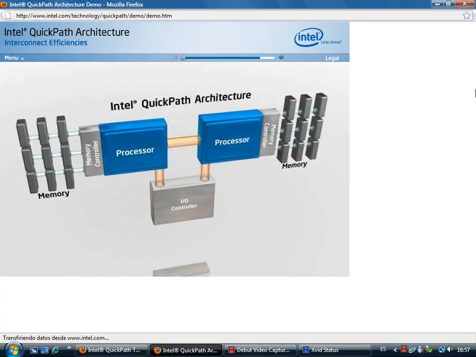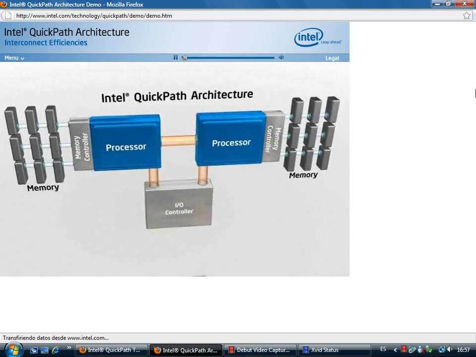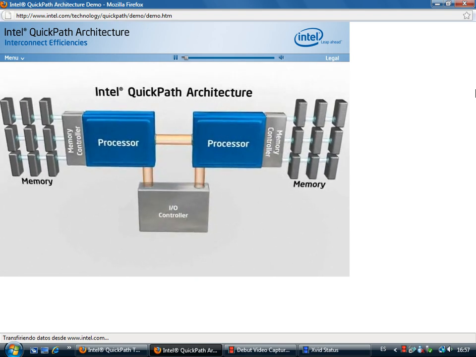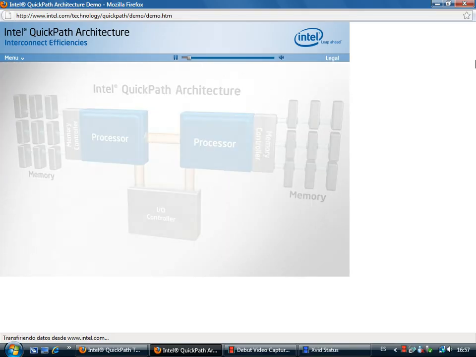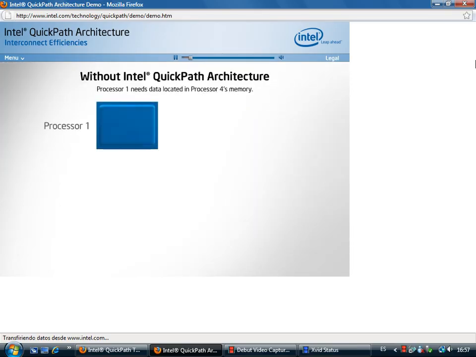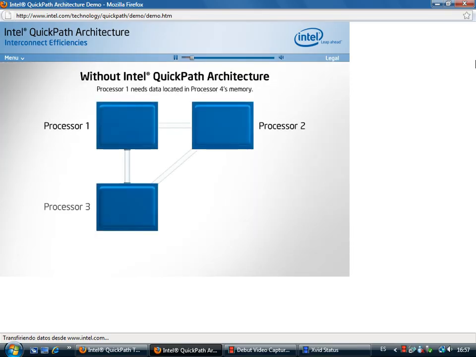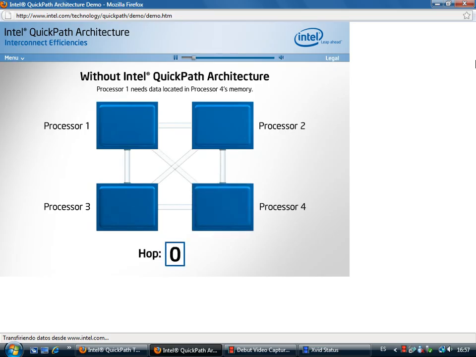Intel Quickpath Architecture also moves data more efficiently. For example, there's an optimized method to manage and share cached data between processors. Let's compare how it works versus other architectures. Imagine Processor 1 needs data located in Processor 4's memory.